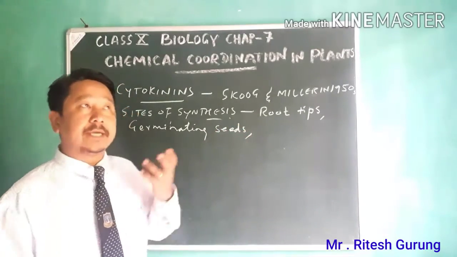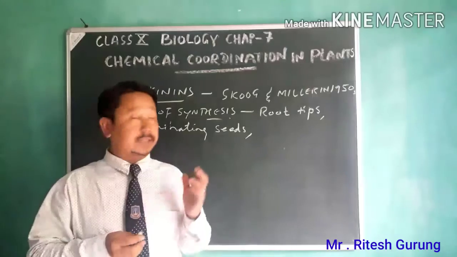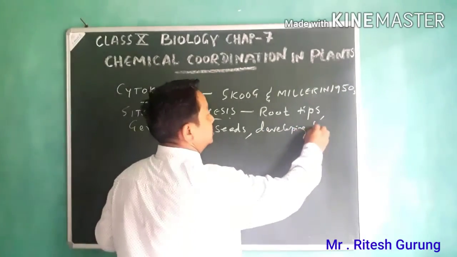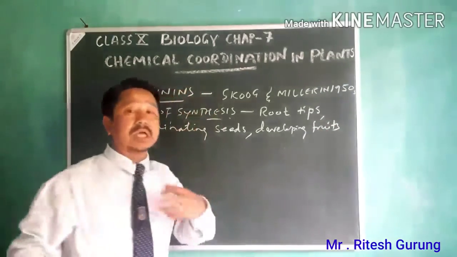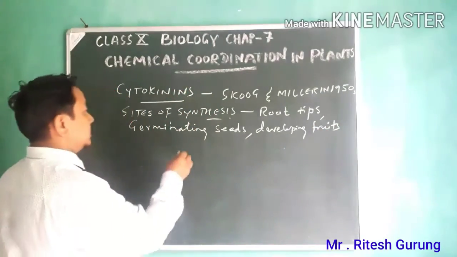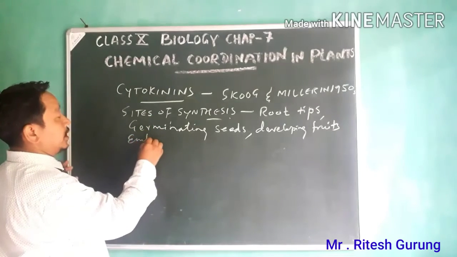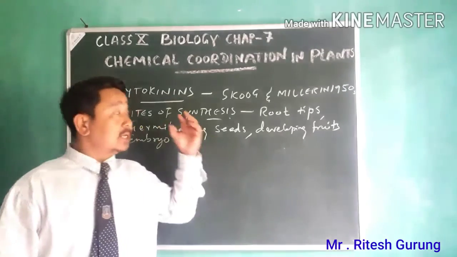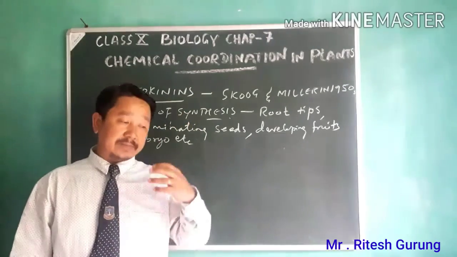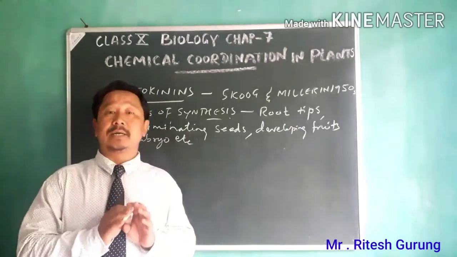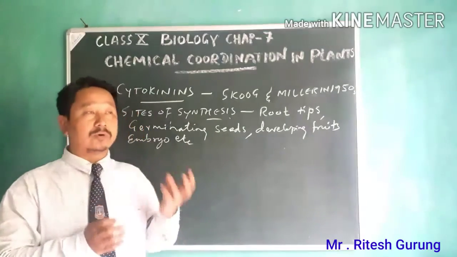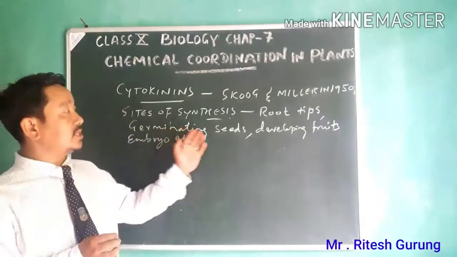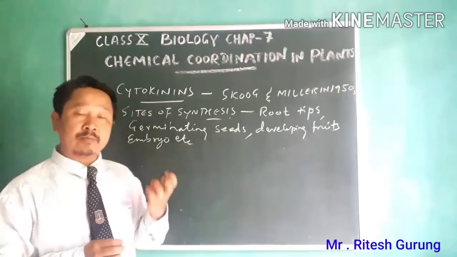Then they are found in developing fruits, the fruits which are growing, and even these hormones are found in embryo. So these are the regions where they are found. Mainly these hormones are produced in root tips. After being produced, they are widely distributed throughout the plant body through the tissue called xylem, and besides this they are also found in germinating seeds, developing fruits, embryo, etc.